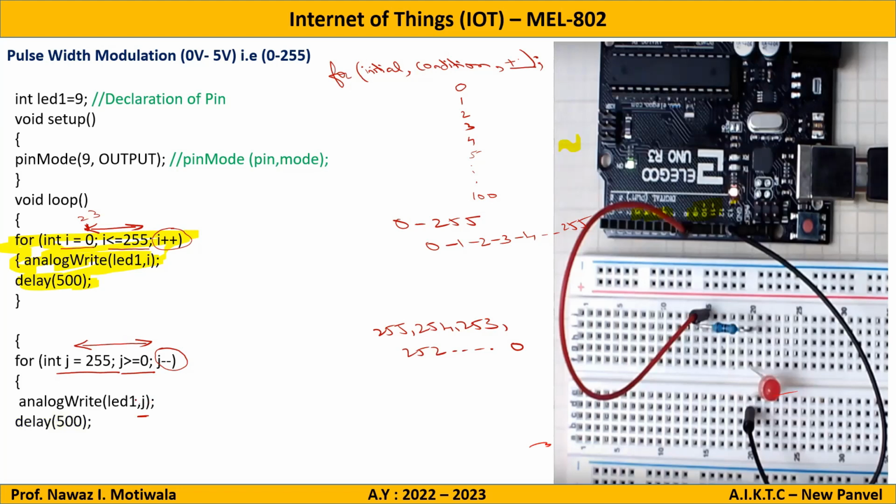Then I will write delay 500, that is a half second delay, and then the program is over. So this entire second loop is used for making the LED off in steps of 1, a decrement of 1. So I hope you have understood the program. Now let us go to the Tinkercad, that is the simulation part.